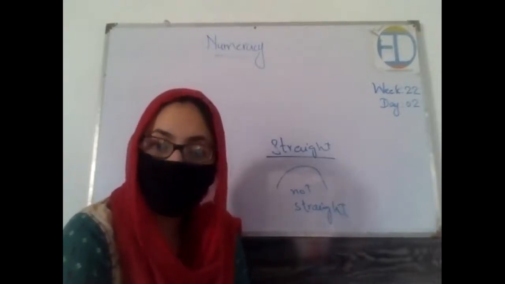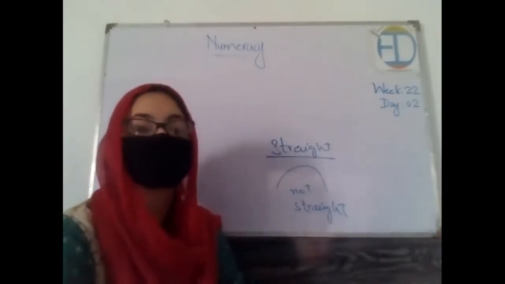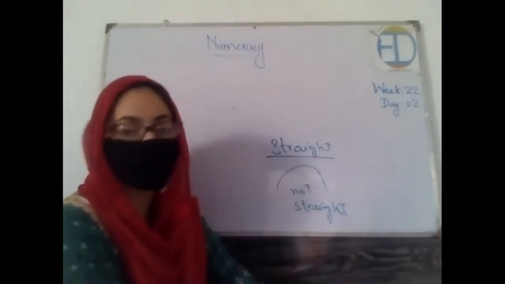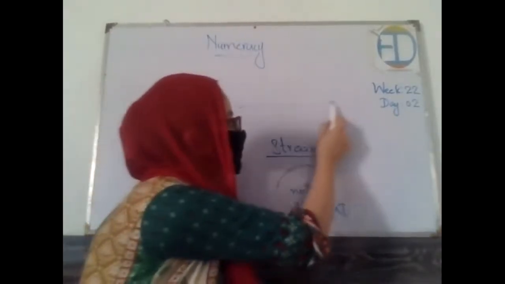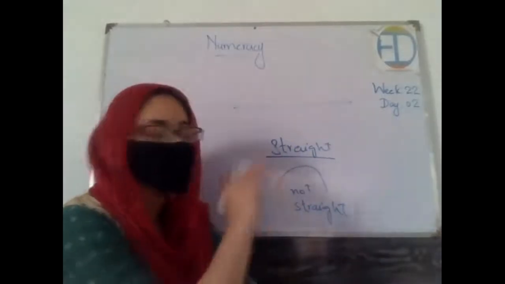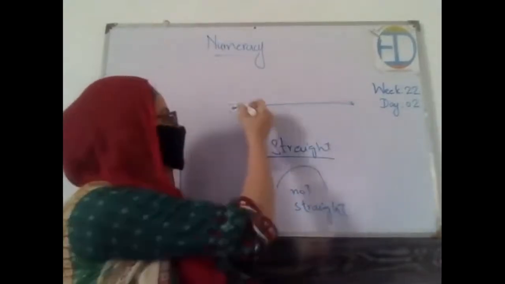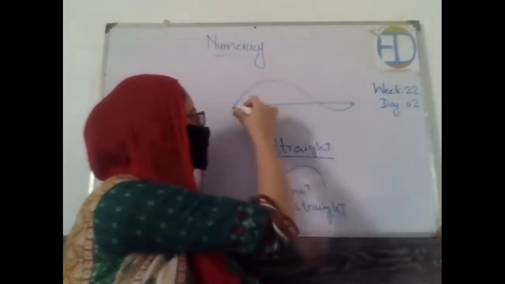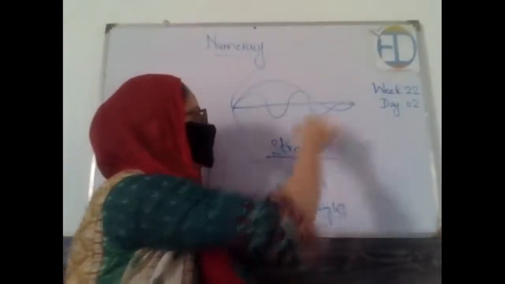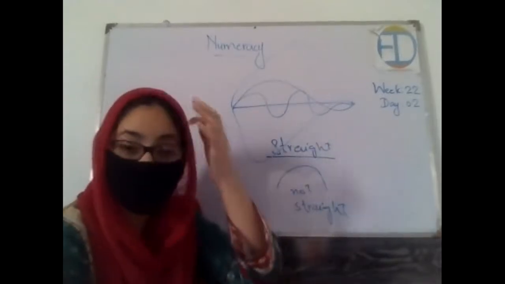Now, the straight line. Remember in yesterday's class, I told you that the shortest distance between 2 points is a straight line. Let's say these are 2 points. Now, there can be different ways of covering this distance. So the shortest would be this straight one. You can go like this, you can go like this, like this. There are multiple ways, but the shortest one is the straight line, right?